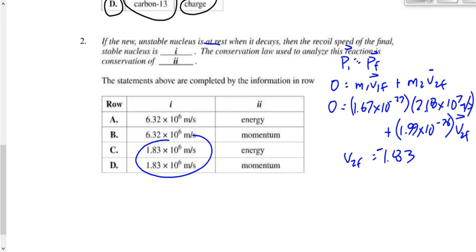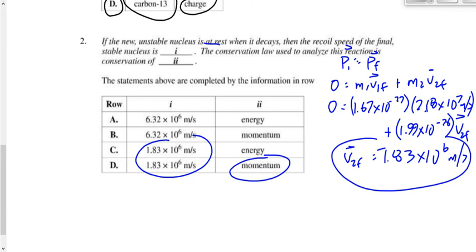It would actually be negative, right? 1.83 times 10 to the 6. But remember, we got a negative velocity, but what are they asking for? They're asking for the speed. So, of course, we're going to get a positive number for the final answer, right? 1.83 times 10 to the 6. And, of course, doing what we just did, we know that it's the law of conservation of momentum that helps us to determine that.